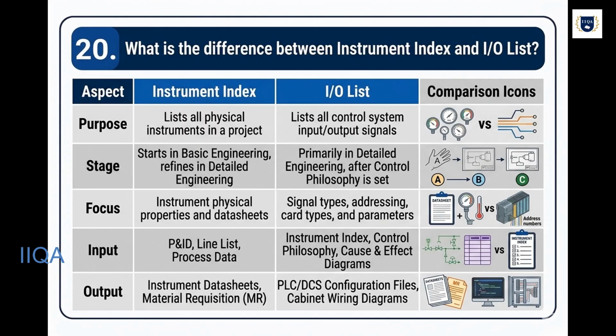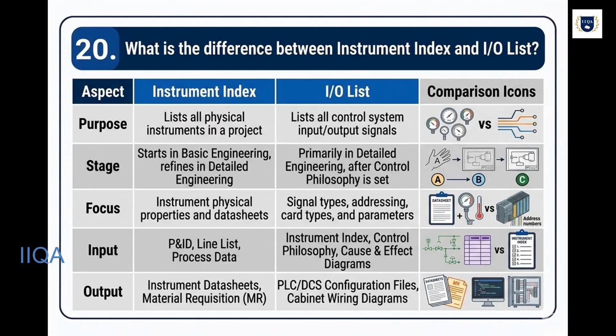Next, the stage of the project. The instrument index is created very early, used in both basic and detailed engineering. The I/O list is a later document, generated specifically during the detailed engineering phase, as we get closer to programming the control system. Their focus is also different. The instrument index centers on physical instrument data, like make, model, and tag. The I/O list focuses on signal and control data, like signal type and which PLC card it's assigned to.